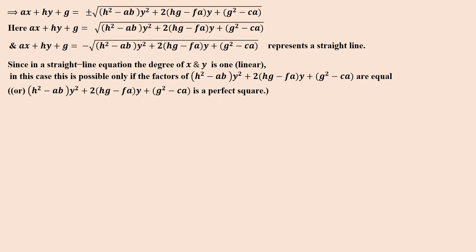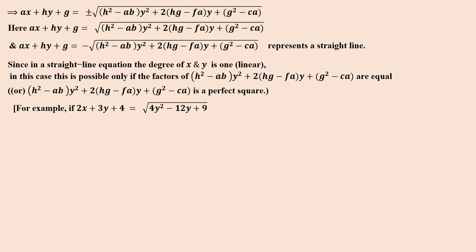Or h square minus ab y square plus 2hg minus fa y plus g square minus ca is a perfect square. Perfect square means square root of a square. 25 is a perfect square number. 36, 6 square. Like that. Here, for example, x minus a whole square, right? Two factors, square. So this is a perfect square, right?